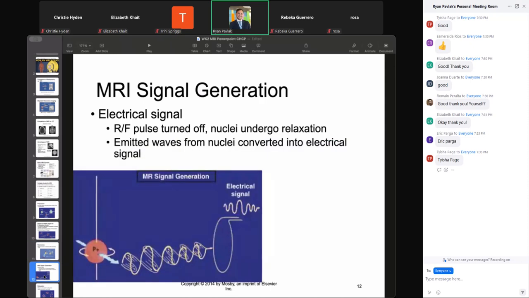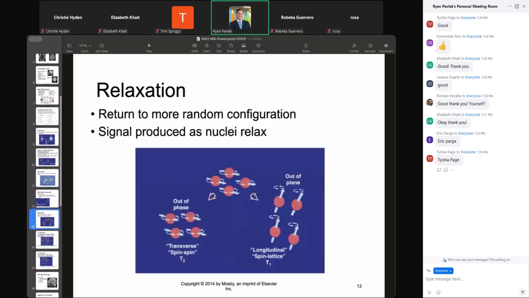Now, the electrical signal. So the RF pulse is going to be turned off. The nuclei are going to undergo something called relaxation. Now, these are happening in milliseconds, right? So RF pulses are turned on and off very, very quickly. Everything is happening extremely quick. That emitted wave from the nuclei is going to be converted into an electric signal. And then once everything relaxes and goes back to a normal state, it's just going to be back in that random configuration until a new signal is acted upon it.